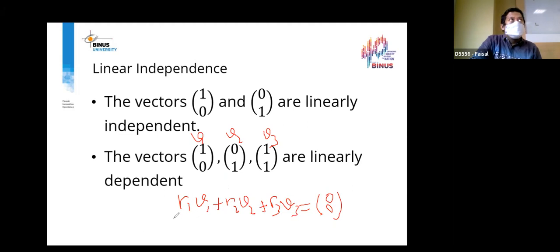So the trivial solution is R1 equal to R2 equal to R3 equal to 0. This is a solution, but the problem is, are there other solutions? Is there a non-zero solution? Can you find a non-zero solution for this equation?